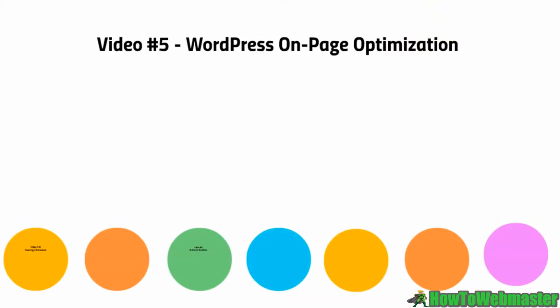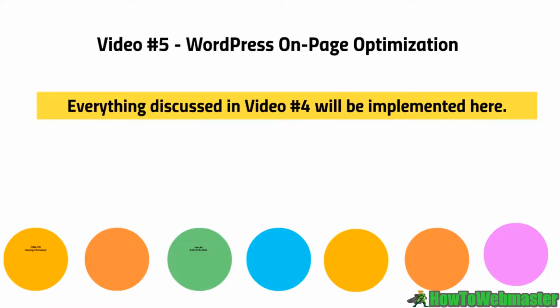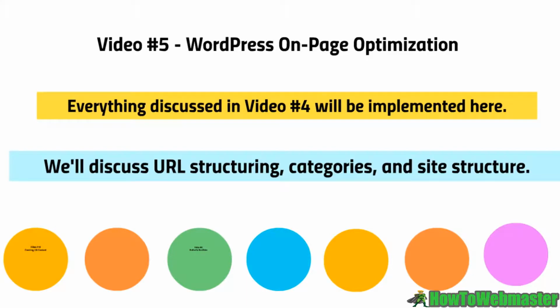Hello and welcome to video number 5. We are going to talk about WordPress on-page optimization, and we are going to do everything that we discussed in video number 4, and that will be implemented here. So we'll be discussing the URL structuring, categories, as well as site structure. I assume that you will have a WordPress site available. If you want to go ahead and log in and follow along, or watch till the end and follow later, that's fine. We're going to log in to a live WordPress site, and I'll walk you through step by step.